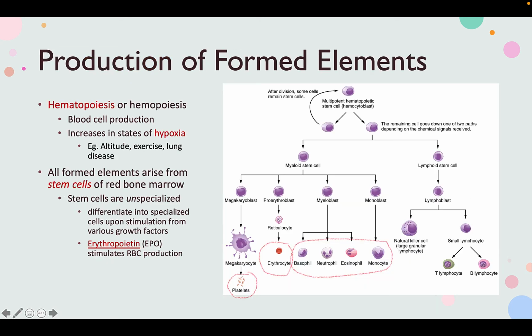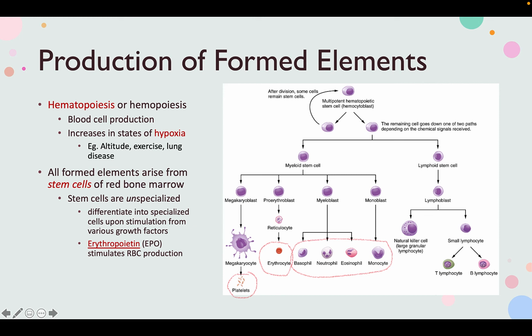So how are formed elements created? This process is called hematopoiesis or hemopoiesis. You'll see it either way. It's the production of blood cells, white blood cells and red blood cells, and it increases in a state of what's called hypoxia. Think of hypo as meaning too little, and oxic meaning basically oxygen. So it's too little oxygen, low oxygen levels.